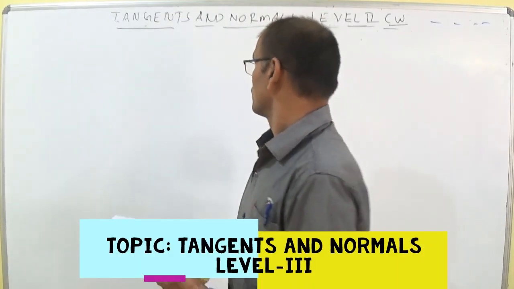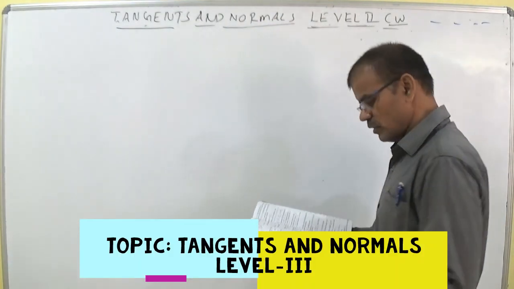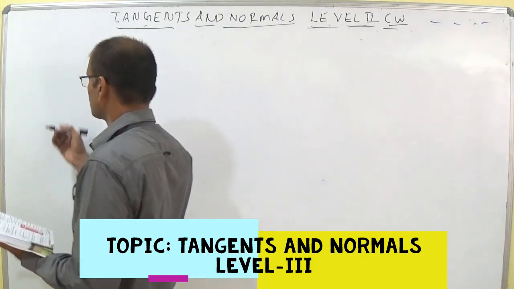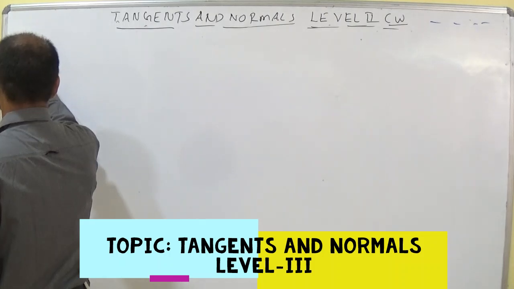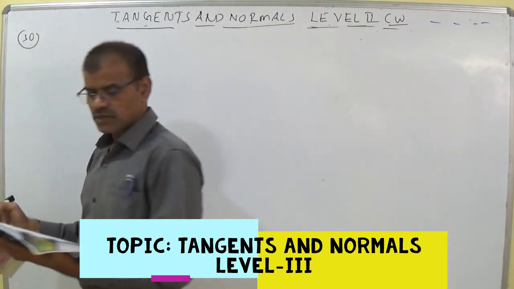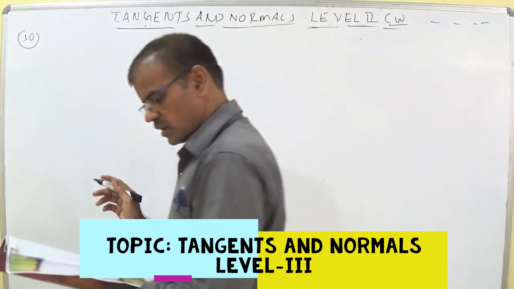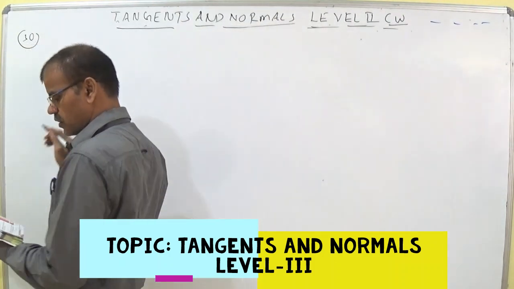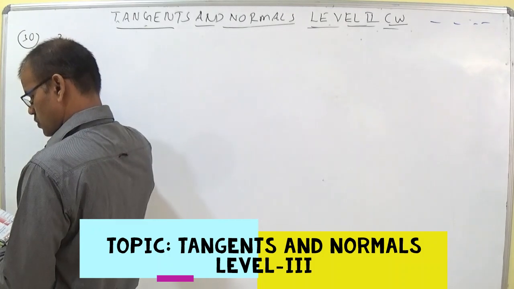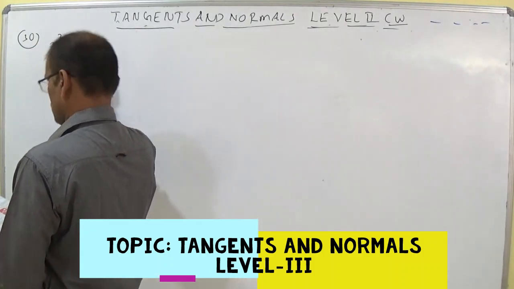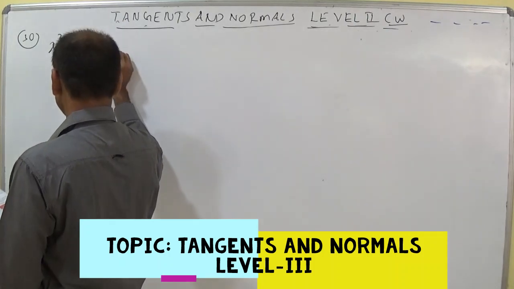Okay students, in the tangents and normals topic, Level 2 classwork, we have completed 29 questions. Let us now discuss question 30 of the same topic, angle between the two curves. The acute angle is asked between the two curves x square plus y square is equal to 4. It is a circle.